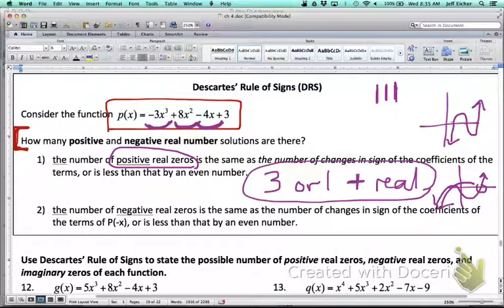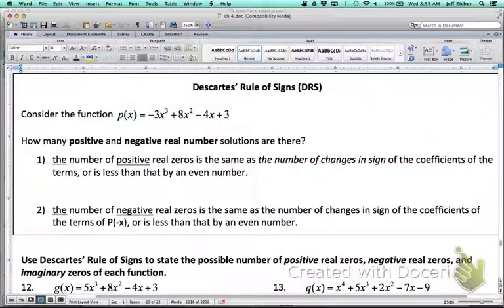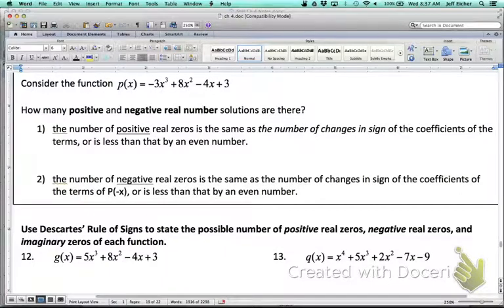The number of negative real zeros, let me clear the screen so you can see a little better. The number of negative real zeros. Now you have to do a little plugging in a value. We're going to do the same process, but you have to change this and plug in a negative x for each one.